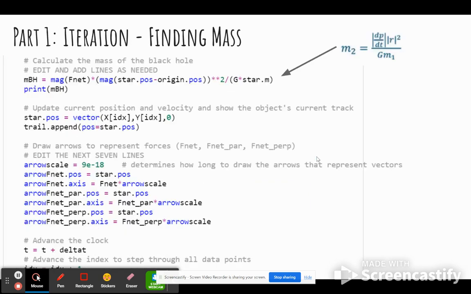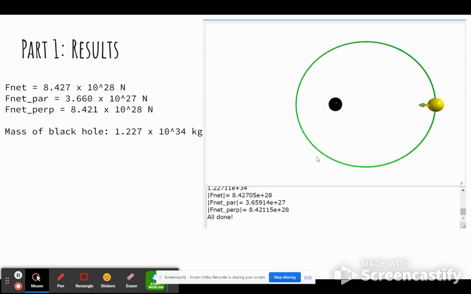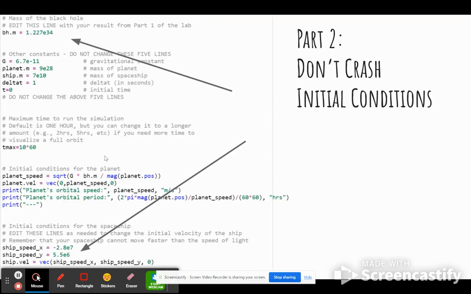Then we can solve for the mass of the black hole using this equation, and when I run the code, we get this. I had this planet basically orbit around this black hole, and these arrows represent the forces being exerted on the planet. We found that the mass of the black hole is 1.227 times 10 to the power of 34 kilograms.